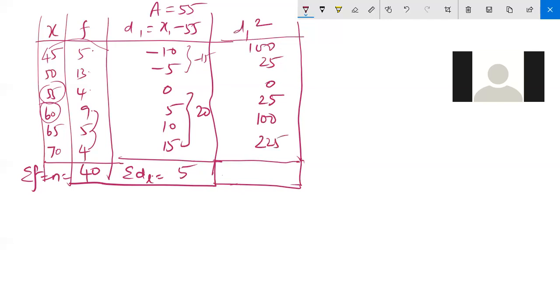Okay. So what you have to do, you have to add up now. 25 plus 0 plus 25, 50. Plus 100, 150. Plus 225, 575. So sigma d of I squared is equal to 575. Sigma d of I squared is equal to 575.